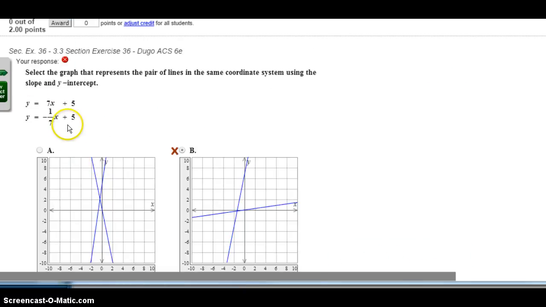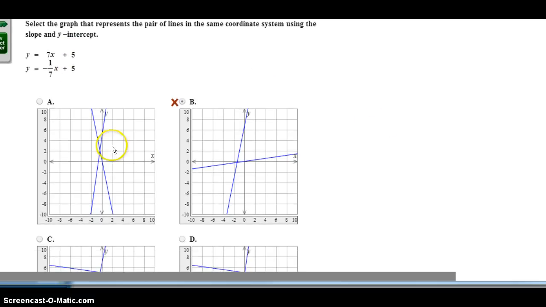Here we have 2 equations in slope-intercept form, and we just need to identify the graphs. And slope-intercept form is nice because the number in front of x is the slope, and the number at the end is the y-intercept. So we know both of these graphs have a y-intercept of 5, which means they should cross the y-axis at 5. So 2, 4, 5, right here. Well, one of these lines goes across at 5, but they both should cross at 5.